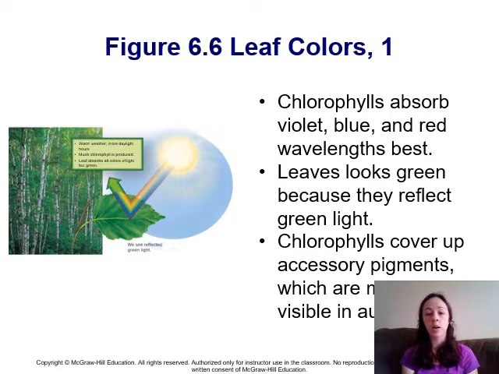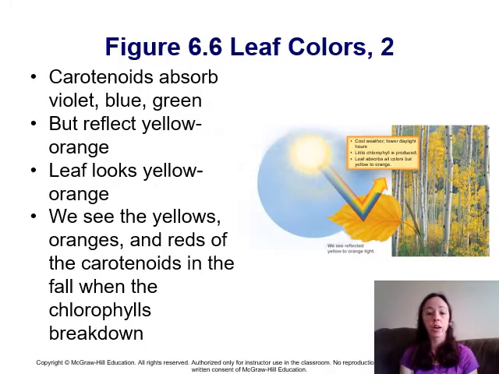Chlorophylls will cover up accessory pigments, like those carotenoids, and so those are not going to be visible to the eye until about the fall time, when those chlorophylls will die away. Carotenoids absorb violet, blue, and green lights, and so therefore they're going to reflect yellow, orange, and even a little bit of red colors. This is why a lot of our fall leaves are going to be browns, oranges, yellows, and reds.